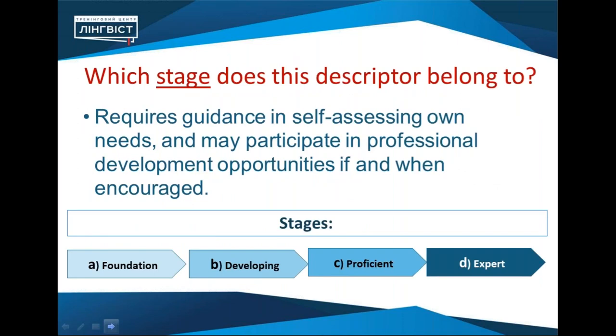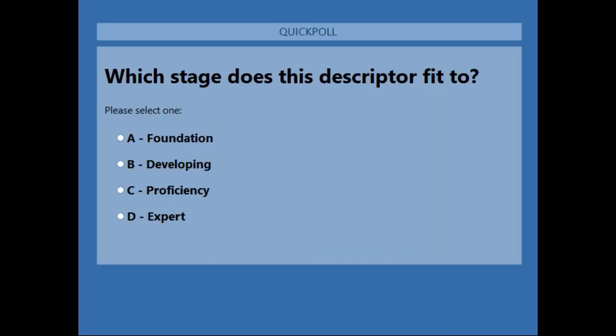Have a look at it. Requires guidance in self-assessing own needs and may participate in professional development opportunities if and when encouraged. So, which stage do you think this descriptor fits to? Let's have another poll. So, choose A if you think it is for foundation stage, B for developing, C for proficiency, and D if you think this descriptor is about the stage of expert. Click the option you think is appropriate here.